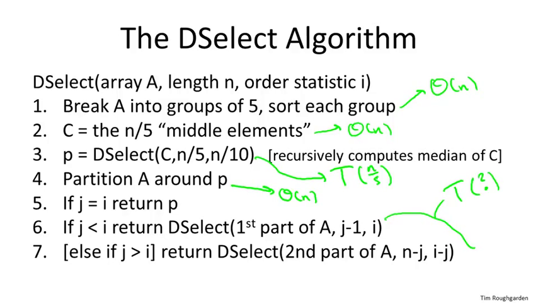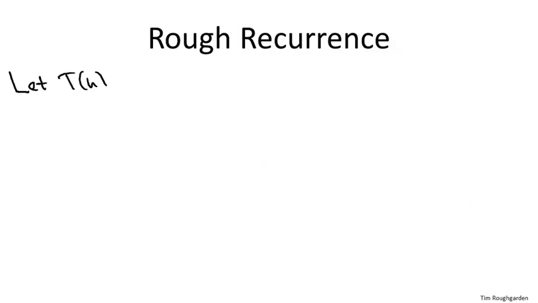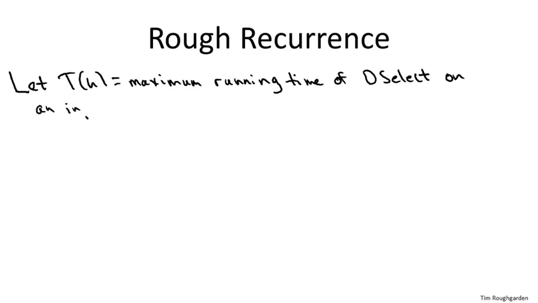Let me summarize the results of this discussion. I'm going to write down a recurrence for the deselect algorithm. Let T of n denote the maximum number of operations that deselect ever requires to terminate on an array input of length n. This is just the usual definition of T of n we use in recurrences. What we established in our tally on the last slide is that deselect does linear stuff outside the recursive calls. It does the sorting of groups of 5, it does the copying, and it does the partitioning. Each of those is linear, so all of them together is also linear. And then it does two recursive calls, one whose size we understand, one whose size we don't understand.